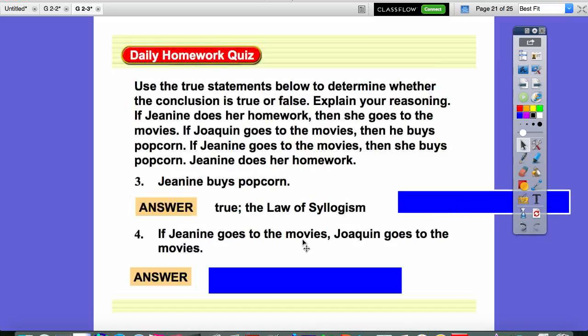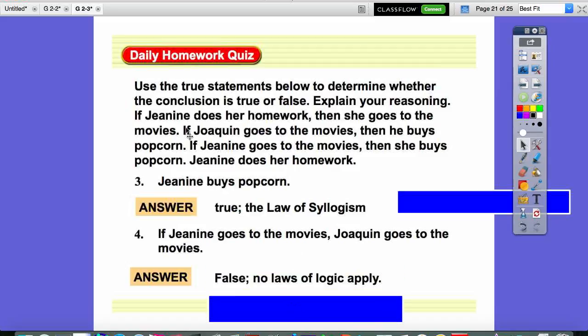If Janine goes to the movies, Jaquan goes to the movies, okay? Janine does her homework. It just says that if Jaquan goes to the movies, then he buys popcorn. It does not say that if Janine goes to the movies, Jaquan is going also. So that's why that conclusion would be false.